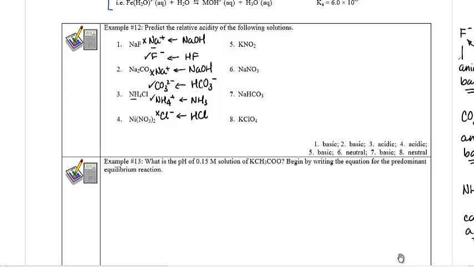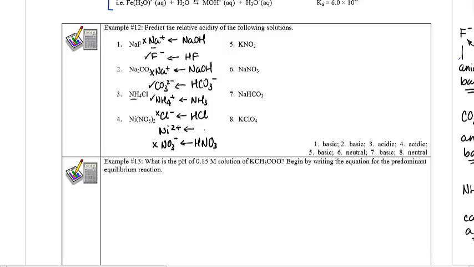Now the final question that I'm going to complete here is the Ni(NO3)2. So in this case over here we have Ni, and this is going to be 2 plus, and we have NO3 minus. Now when we analyze the NO3 minus, we know it comes from HNO3, and because it comes from HNO3, which is a strong acid, we know that the NO3 minus, or the nitrate ion, is not going to want to hydrolyze.